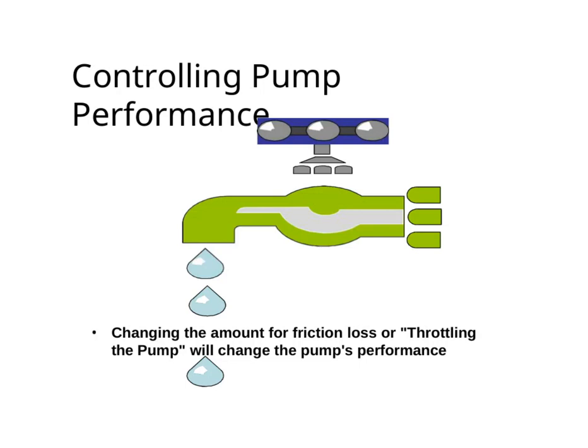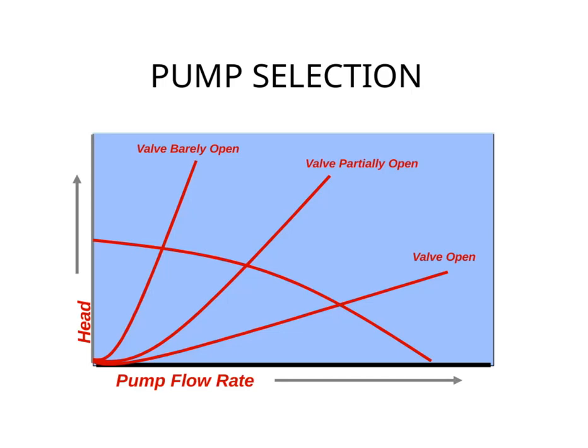When we adjust the amount of friction loss, or what's often called throttling the pump, we directly impact how the pump performs. This method lets us control the flow and pressure without changing the pump itself. It's a simple but powerful way to fine-tune performance, especially when conditions vary. Understanding this gives us more control over the system's efficiency and reliability.